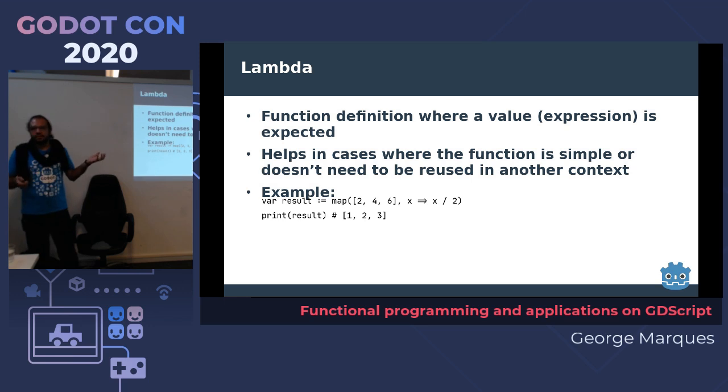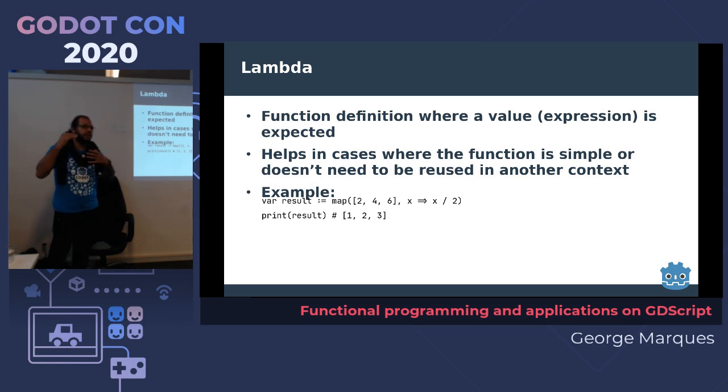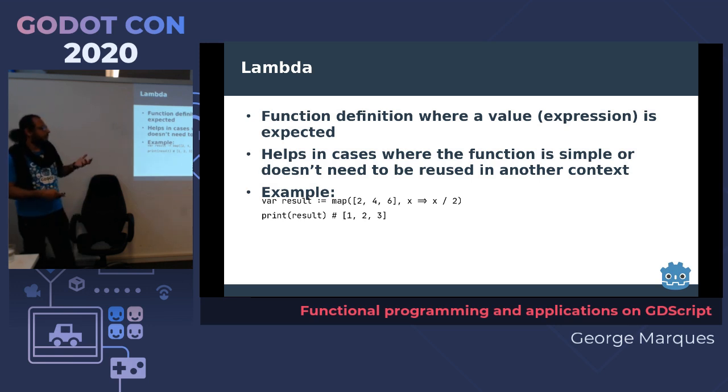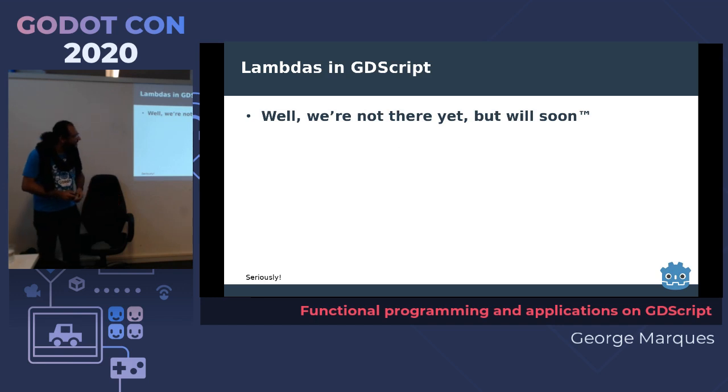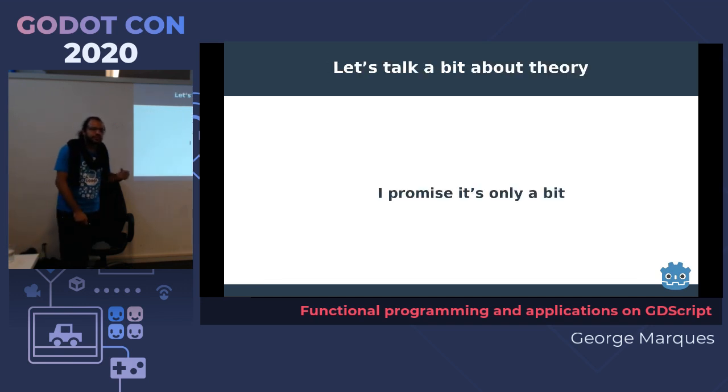For instance, we don't have lambdas in GDScript, but in this example, kind of like Python, you have x and you return x divided by 2. So you can map this thing with just a function definition right there instead of defining it elsewhere. And then you can get the proper result. So lambdas in JavaScript, we're not there yet, but it's also a plan for Godot 5.4 to have actual lambdas in JavaScript. So let's move on.